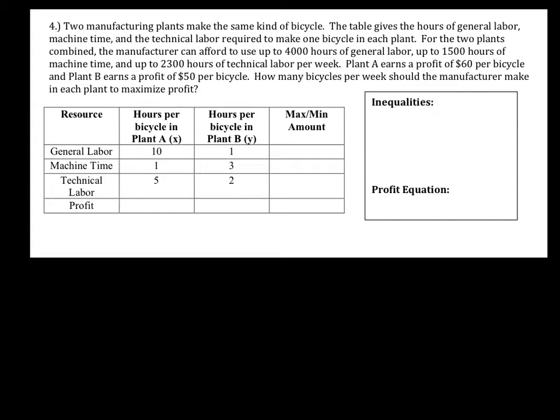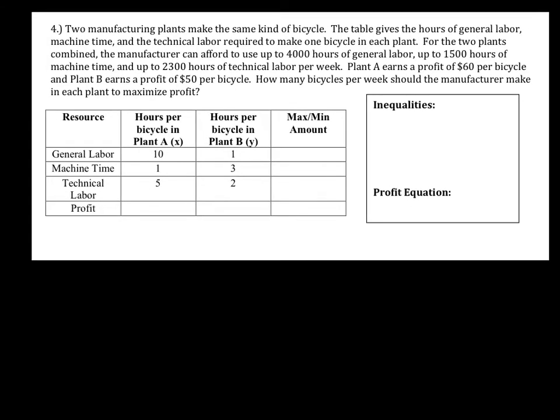Okay, so we're going to call the number of bikes produced in Plant A X, and that's what we're showing right here. We're going to call the number of bikes produced in Plant B Y. So it takes 10 hours for each bike produced in Plant A. So 10 times X, plus in Plant B it takes 1 hour of general labor to produce each bike. And they're telling us that altogether our general labor has to be less than or equal to 4,000 hours. Because they said up to 4,000 hours for the general labor.